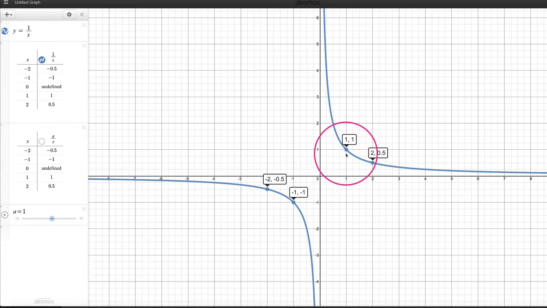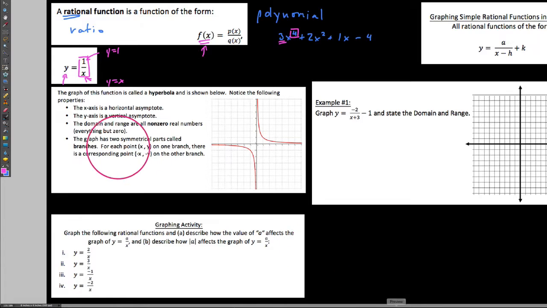So here's our basic parent function here of a rational function. So some things we want to comment on, and these are things that I've listed over here. We say the x-axis is a horizontal asymptote, so we have a horizontal asymptote right here. And we have a vertical asymptote that is the y-axis, okay? And we have two branches that approach those things. We say the domain and range are all non-zero real numbers, everything but 0.